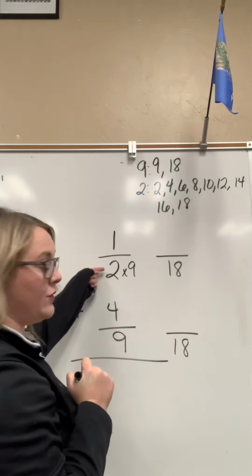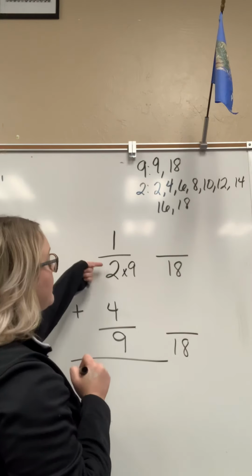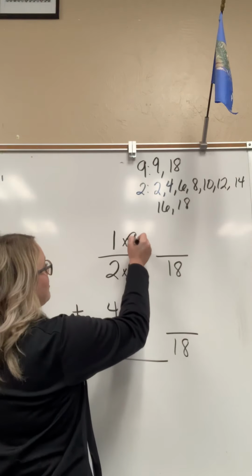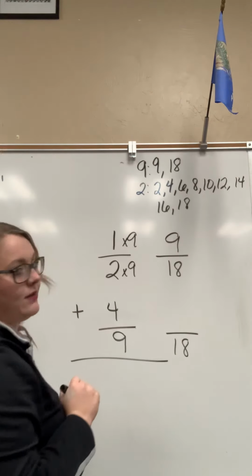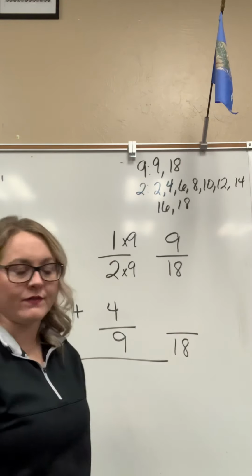Whatever you do to the denominator, you must do to the numerator. So I multiply this also by 9, which becomes 9/18. And that is equivalent to 1/2, because 9 is half of 18.